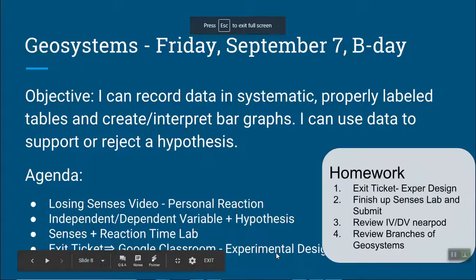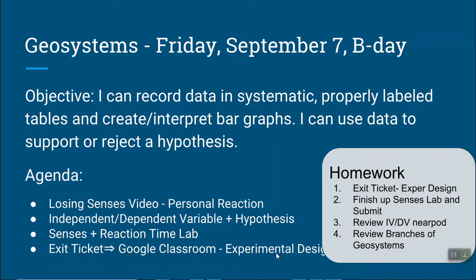It is Friday. We made it to the end of the second week, and we had a great day today. We were working on the senses and reaction time lab, and let's take a look at our agenda. Today is Friday, September 7th. It was a B day. We had second block, sixth block, and eighth block today.